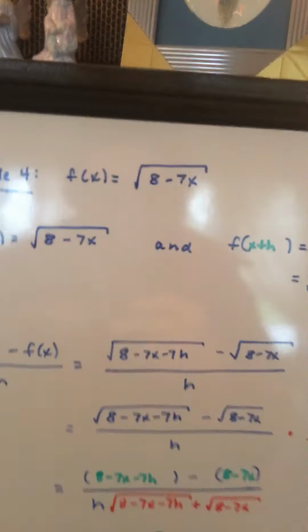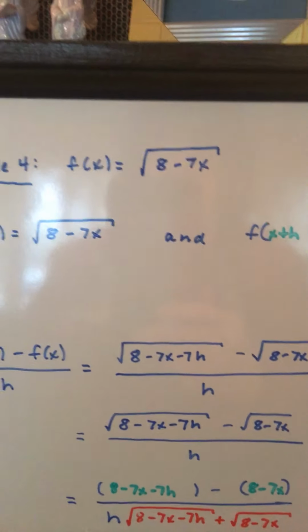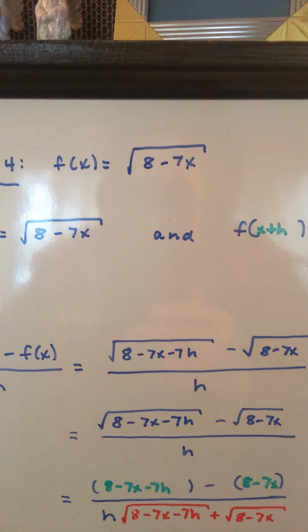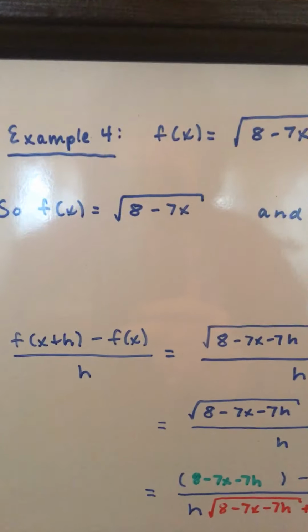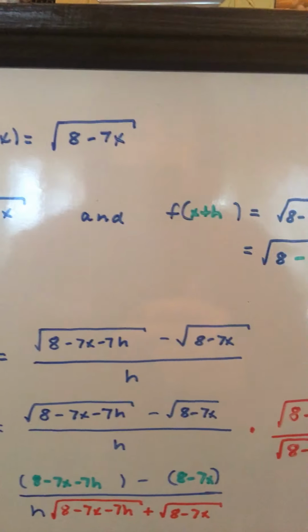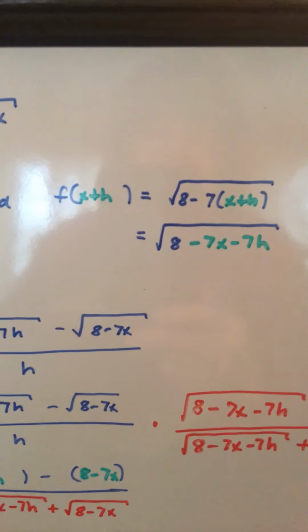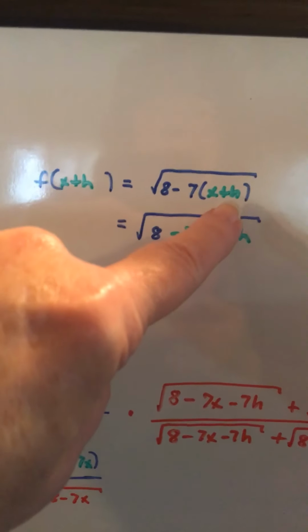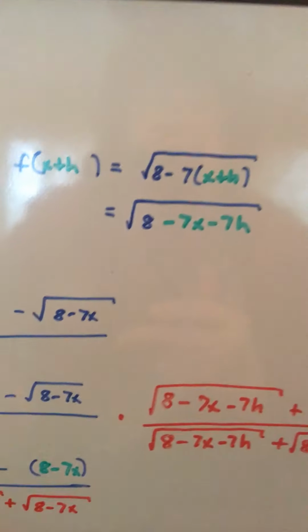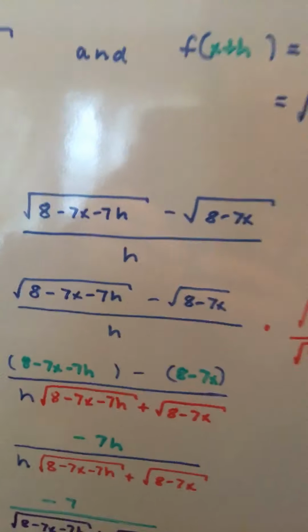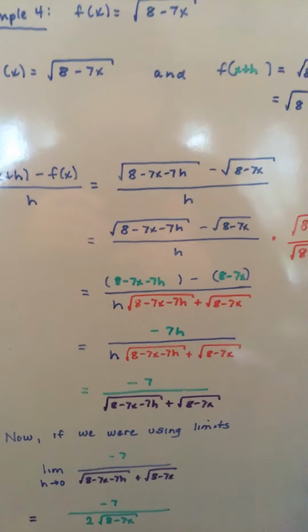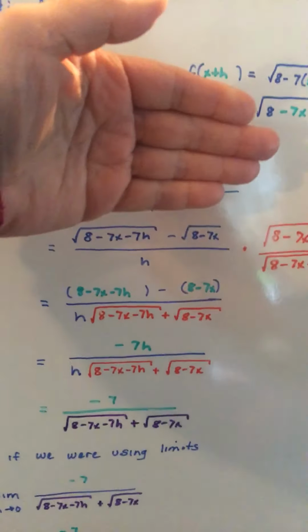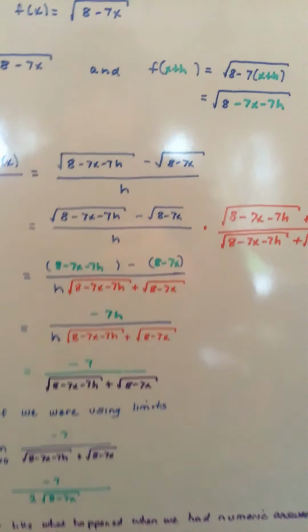The last example, let's put some meat on it. And let's have the square root of 8 minus 7x. And so f of x plus h, I'm going to have to distribute negative 7 times the x plus h. Again, the x is linear. That means the x and the h have the same coefficient. I set up my difference quotient. Notice you don't have to write that step.